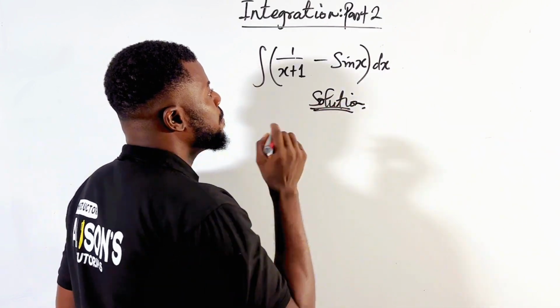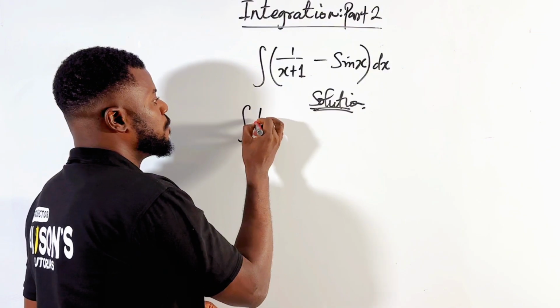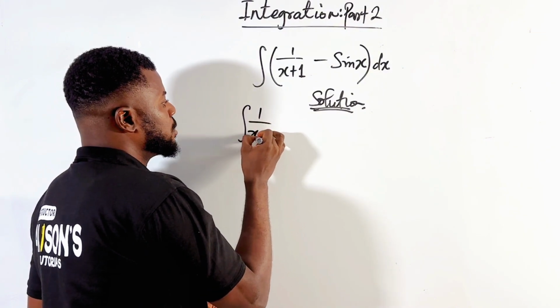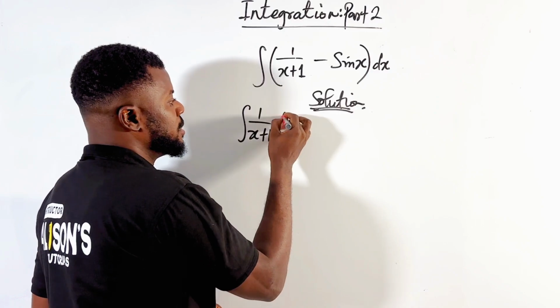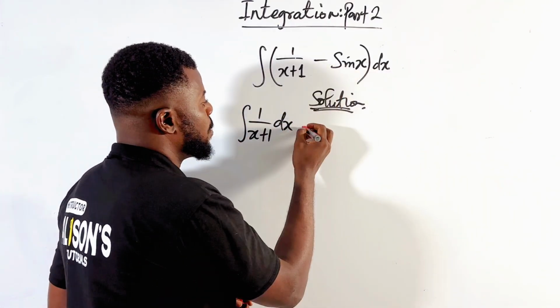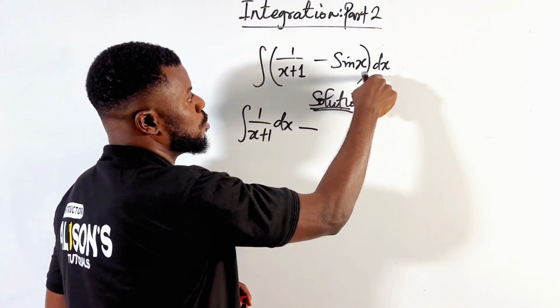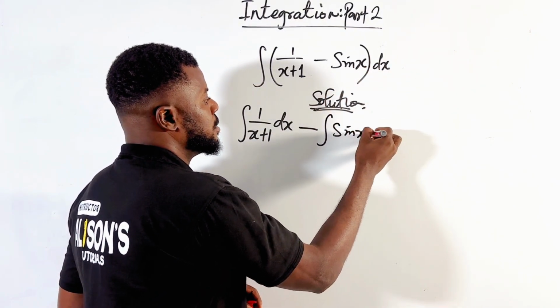First, I will use the integral sign, multiply this first one to give me the integral of 1 over x plus 1, then use the dx to multiply this same one. That is the first thing I will do. Second, I will bring the sine I see here, still use the integral sign and the dx, multiplying by this sine x to give the integral of sine x dx.